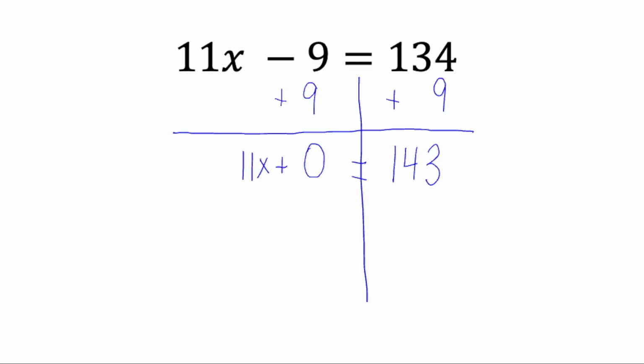Next, divide both sides of the equation by 11. 11 is multiplied with x. The inverse operation of multiplication is division. 11x divided by 11 equals 1x. 143 divided by 11 equals 13. The solution to the equation is x equals 13.